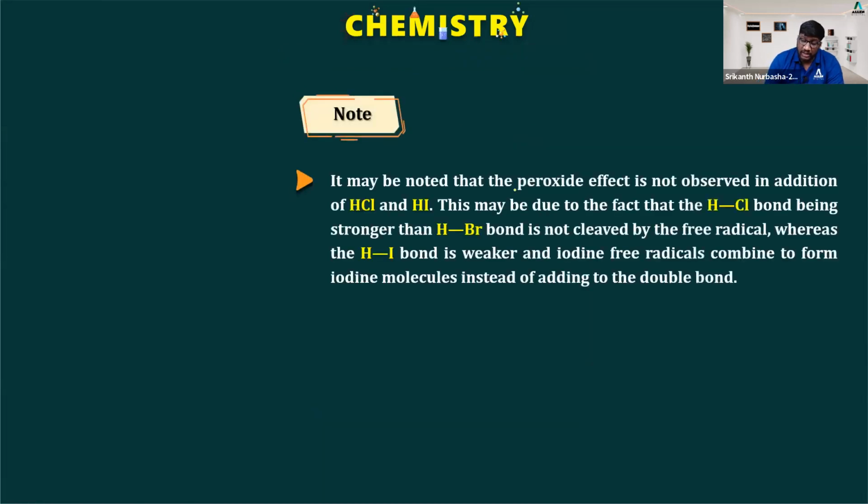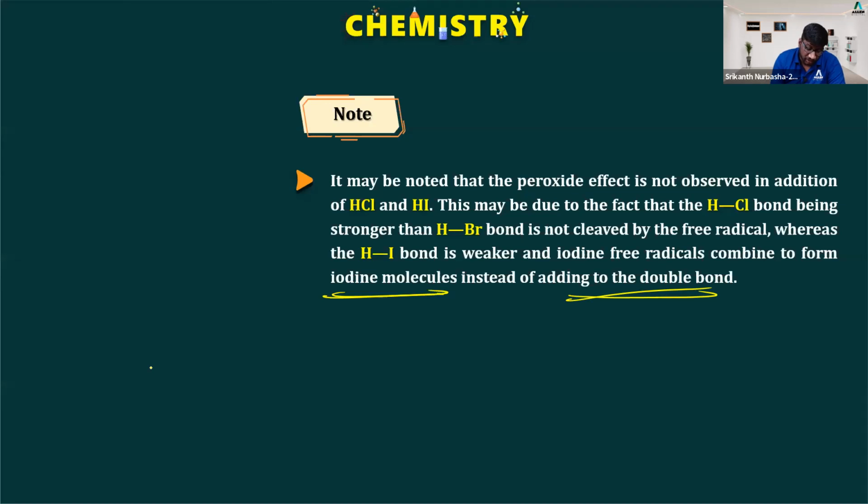It may be noted that peroxide effect is not observed in addition of HCl and HI. This may be due to the fact that the HCl bond is stronger than HBr. Same with HF. HF is not taken into account. The HF bond is even stronger. The HCl bond, being stronger than HBr, is not cleaved by free radical, whereas the HI bond is weaker and iodine free radicals combine to form iodine molecules instead of adding to a double bond.